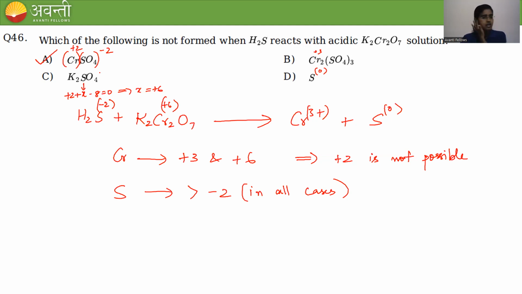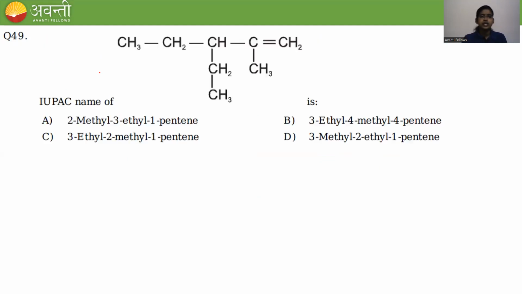Got it? So coming to question number 49. This is very easy. We have to find out the IUPAC name, right? So what could be the correct IUPAC name? For finding the IUPAC nomenclature, we need to find the longest carbon-containing chain, right? So in this compound, alkene is given, and alkene should be given the first priority since it is the functional group. So when I start from this, I can go like this.